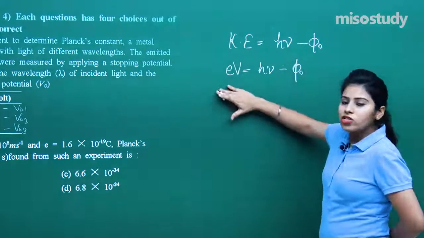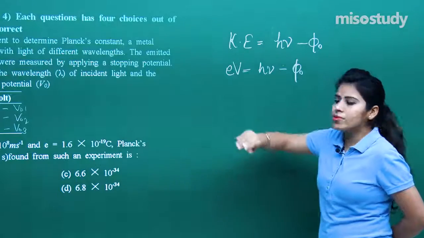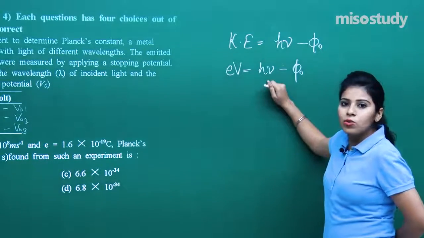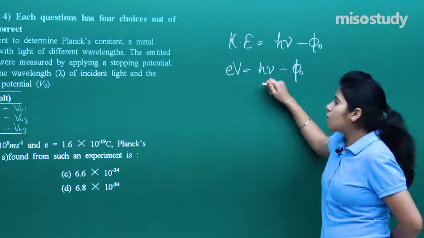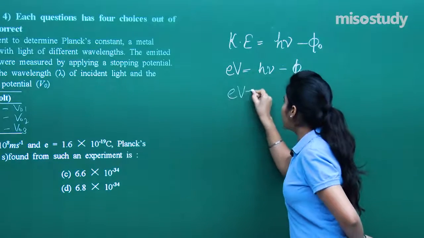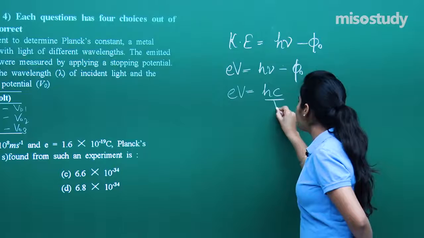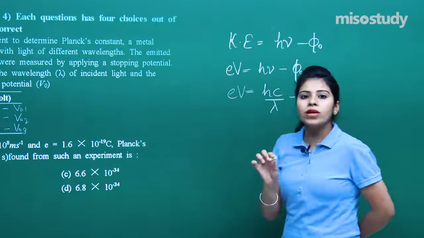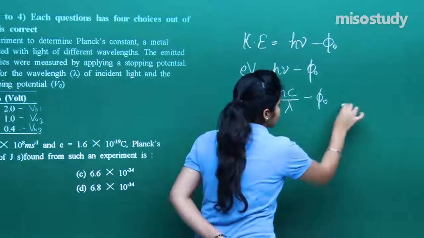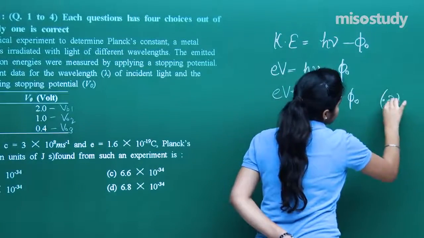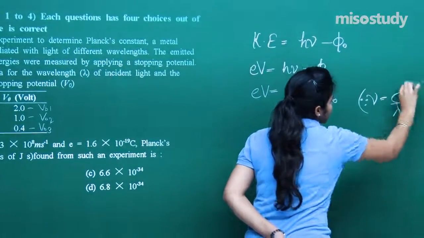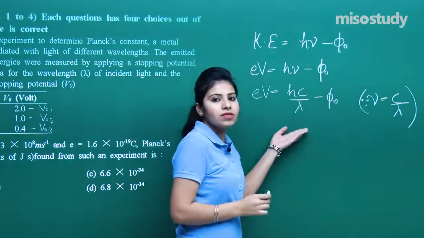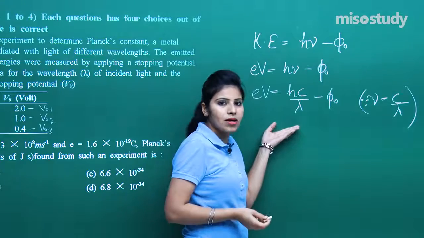Now from this equation you have a number of wavelengths and a number of stopping potentials. Can we write this nu in the form of wavelength? Of course. So eV equals hc by lambda minus phi naught, because we know that nu equals c by lambda. Since nu equals c by lambda, we have put this value into nu, and we now have this equation in the form of lambda.